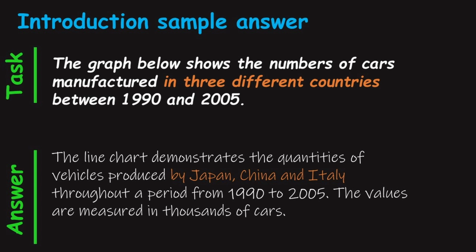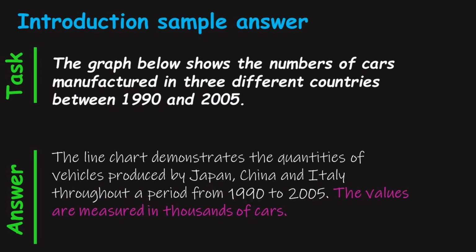This information is not given in the task description, but in the line graph itself. You should always follow this way, as it demonstrates that you read the graph with a high level of attention and clearly understand the task. The phrase "between 1990 and 2005" should be paraphrased as "throughout a period from 1990 to 2005". The final sentence is not shown in the task description, but is mentioned as a recommendation for the Band 9 introduction.